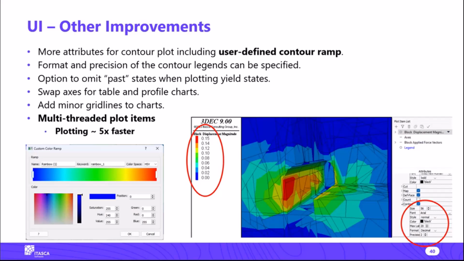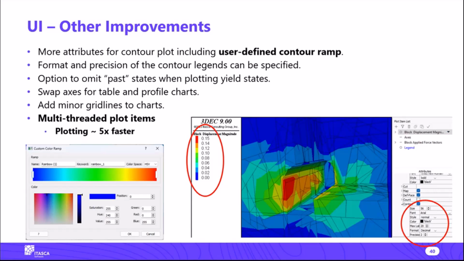now have the option to omit past states when plotting yield. So in the past, you would say, show me everything that's yielded, show me the states, and you get tension now, tension past, shear now, shear past. Often you don't care about the past, so you can just click a button and that goes away.